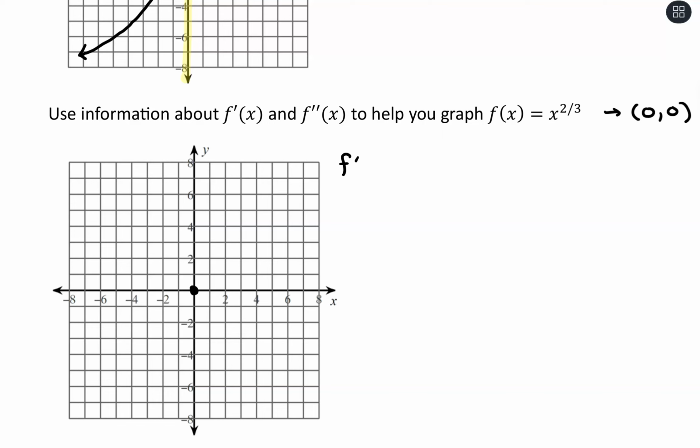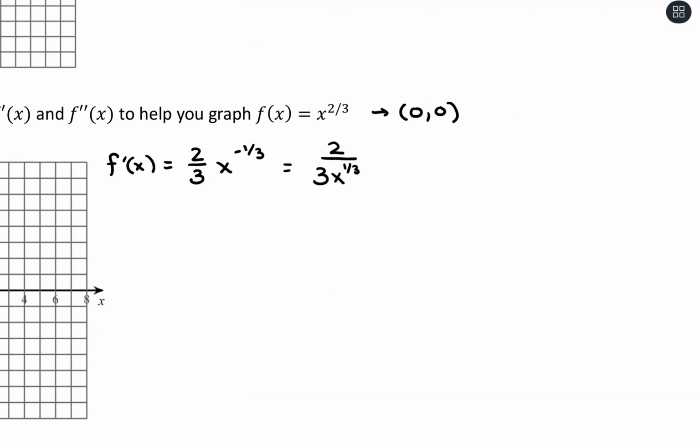Okay, our first derivative would be 2/3 x to the negative 1/3. So we're dealing with the 2 over 3x to the positive 1/3. And what I want to make note of here is that we're undefined at x equals 0. We cannot plug in x equals 0 there.